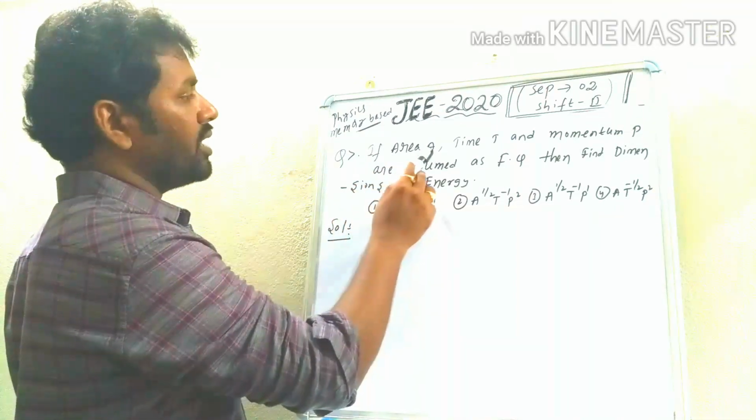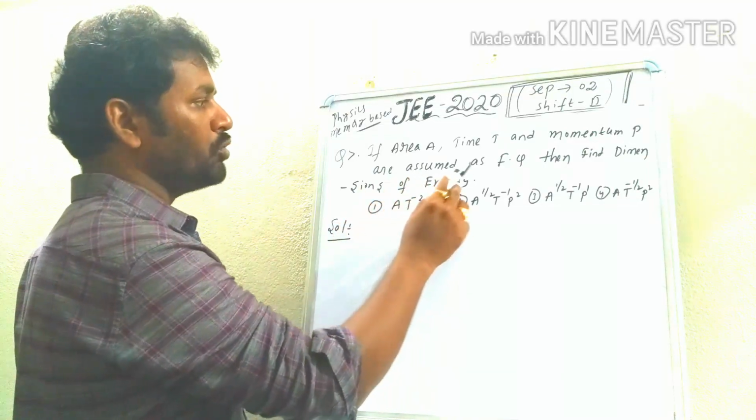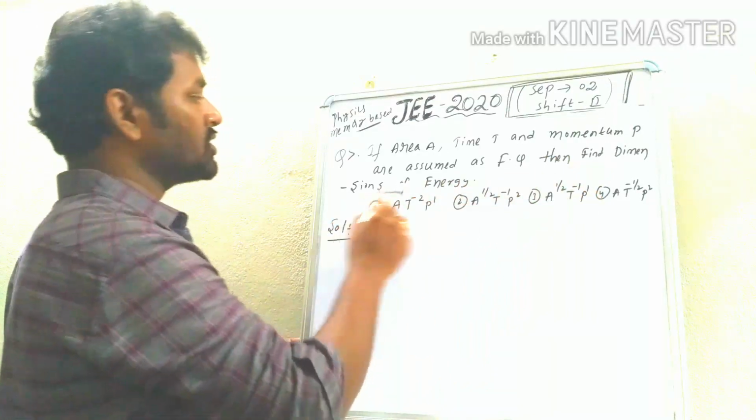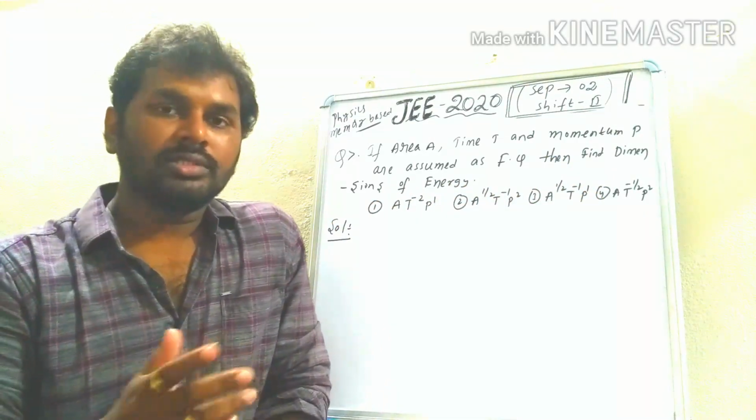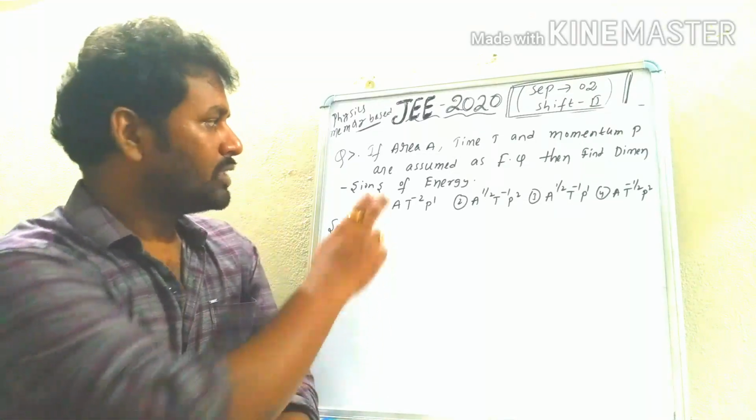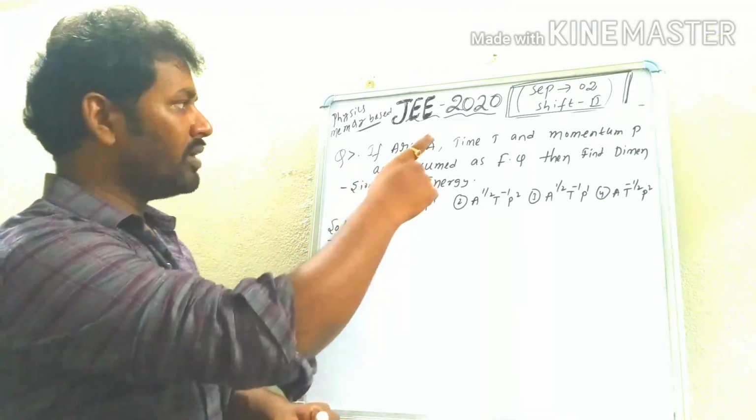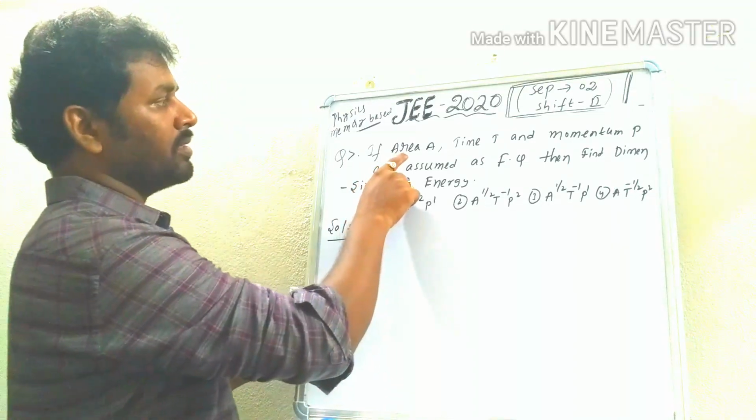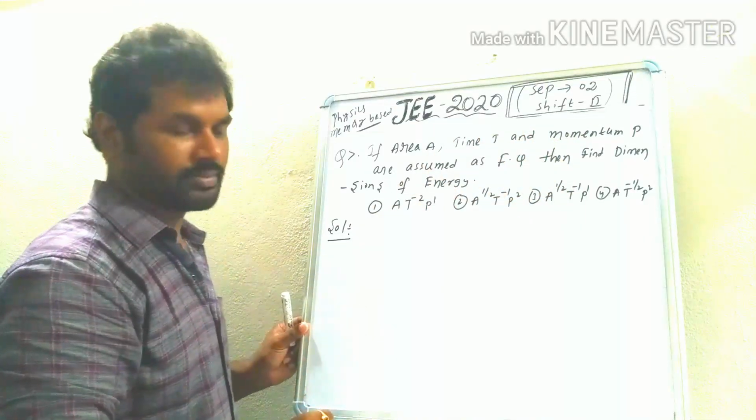If area A, time period T and momentum P are assumed as fundamental quantities, then find the dimensions of the energy. This concept is very familiar to all the students. We need to express the energy in terms of the given assumed fundamental quantities. What are the quantities? The one is area, second is the time, and third is the momentum.